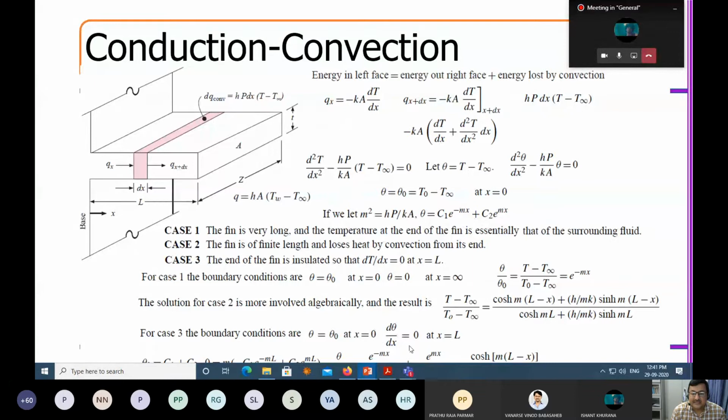dθ/dx equal to 0 at x. This is a Neumann boundary condition. What is a Dirichlet boundary condition? Dirichlet boundary condition is θ equal to θ0 at x equal to 0.